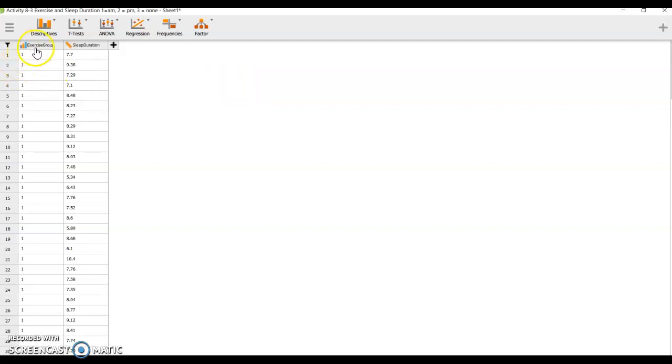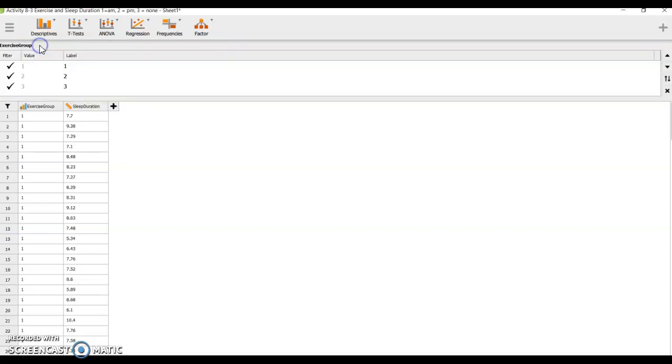Okay? So the first thing I'm going to do here is go to my exercise group, and I'm going to change 1 to morning exercise or AM. I'm going to change 2 to PM exercise, and 3 to none, just so that I have labels on everything. I don't have to keep in mind that it's 1, 2, and 3.